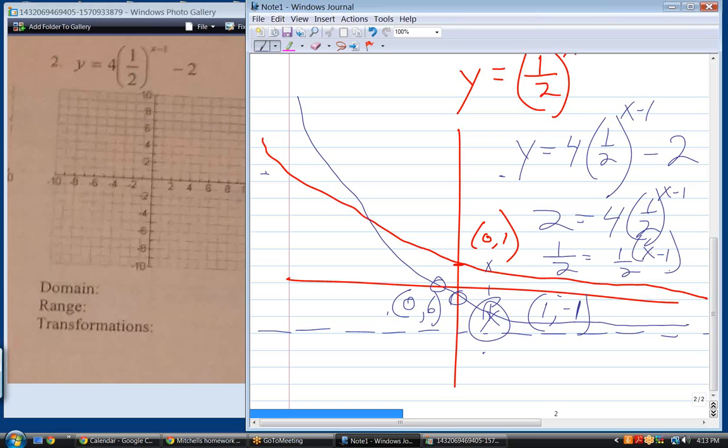How do I solve that for x? What's the next step? Oops, hold on. This thing is in parentheses, but it's okay. If I have 1/2 equals (1/2)^(x-1), what has to be true about x minus 1? What does it have to equal?